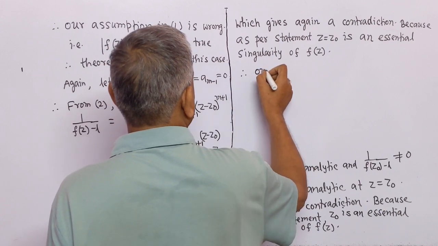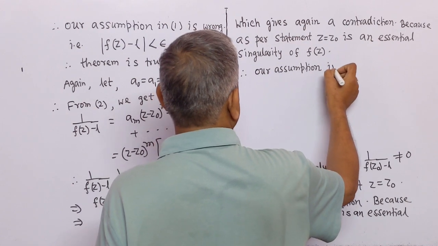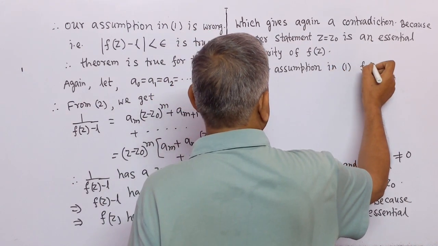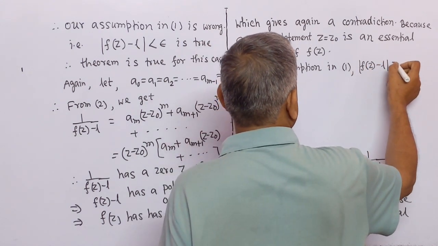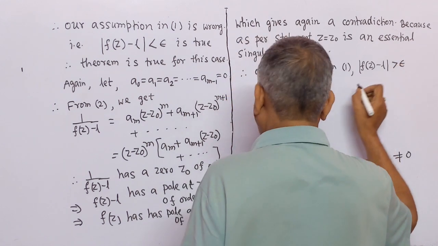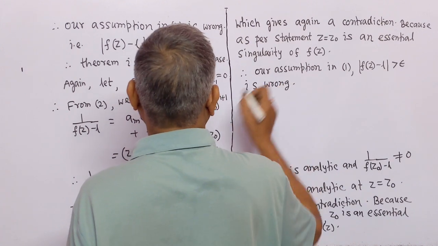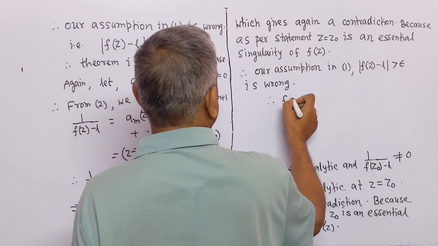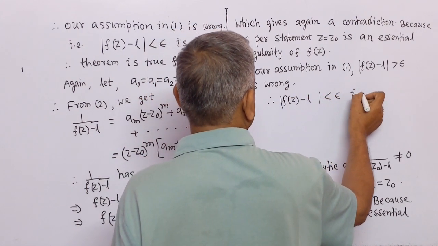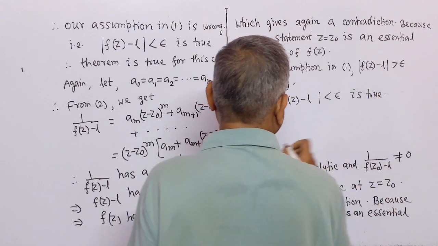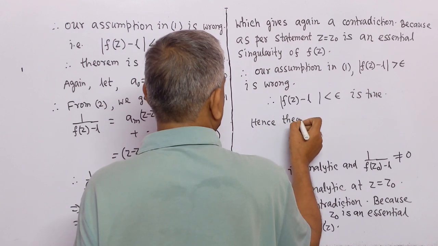Therefore, our assumption in 1, modulus of f(z) minus L greater than epsilon, is wrong. Therefore, modulus of f(z) minus L less than epsilon is true. Hence, theorem is proved.